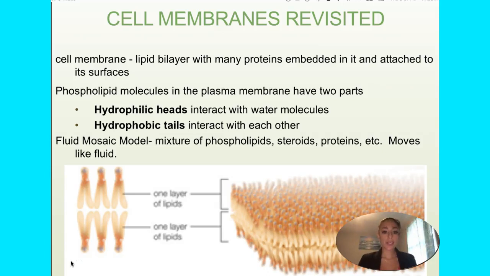So we're going to go ahead and revisit the cell membrane, okay, and recall the plasma membrane, the proteins, and everything else that's embedded in it, and what allows for that transport of material across the membrane itself. So remember, it's made up of two layers. It is a phospholipid bilayer, okay?